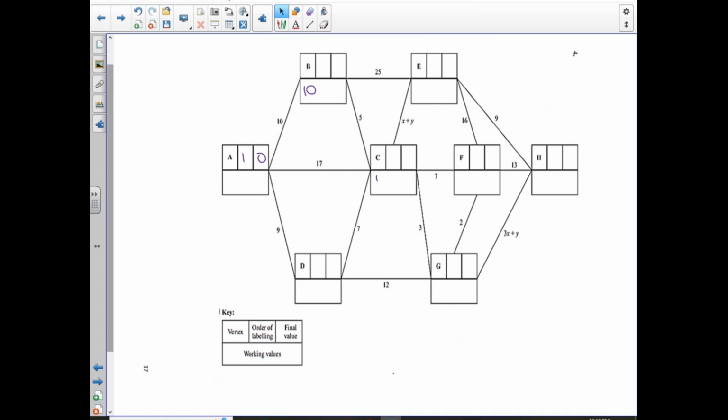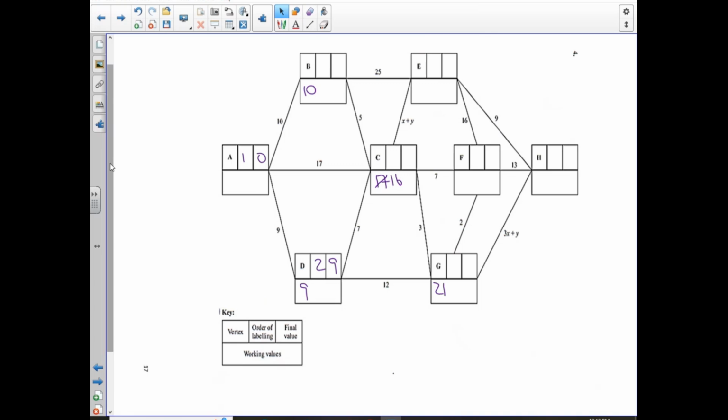So we've got 10 in B, 17 in C, and 9 in D. Shortest out of those 3 is the 9. So label D with a number 2 and a final value of 9. Next, look at everything connected up to D. So we've got 9 add 7 gives me 16, so I can replace the 17 in the C with 16. And I've got 9 add 12 gives me 21 in G. Just those 2 to look at.